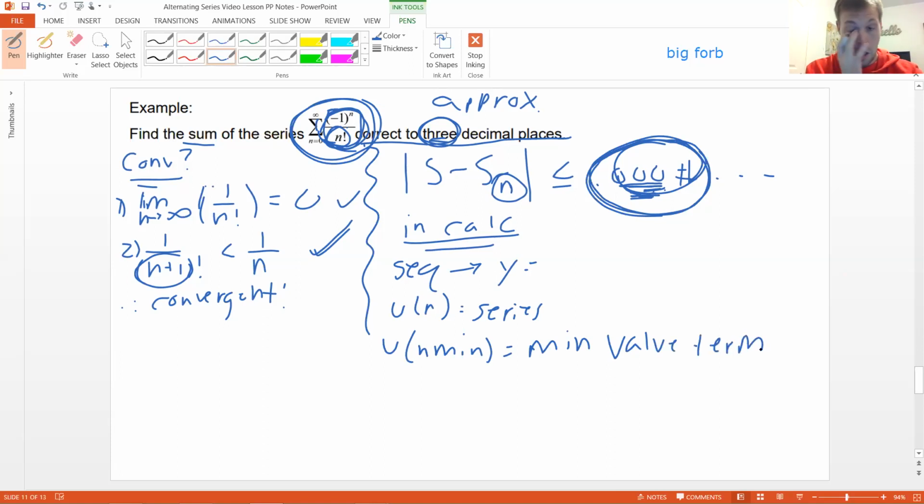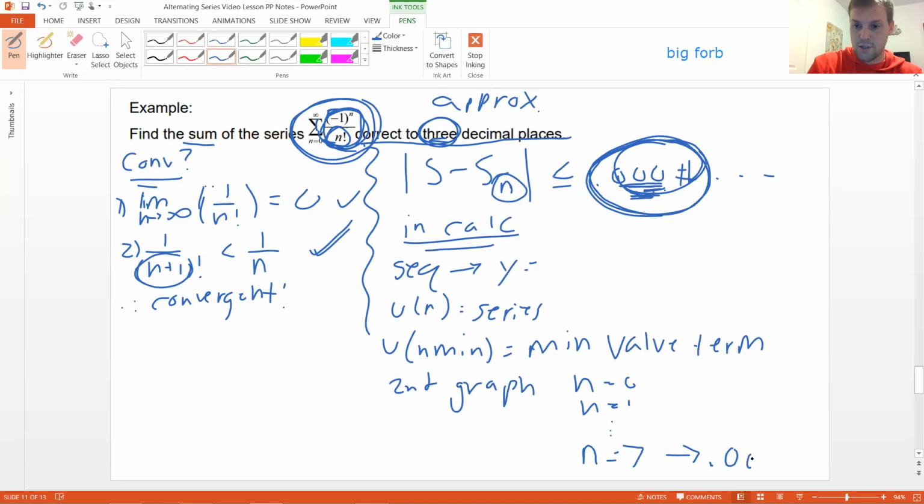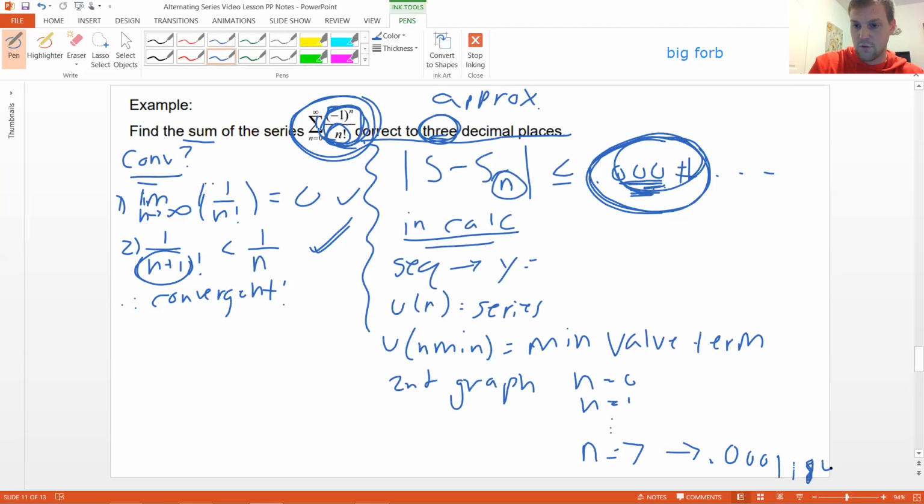Okay. And then we can go to second graph. And it's going to start off with n equals 0, n equals 1. And we're going to go down the list. And if you go down that list, actually at n equals 7, the value is 0.0001984.